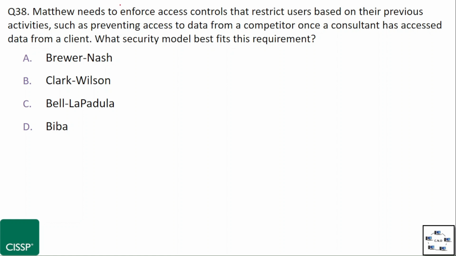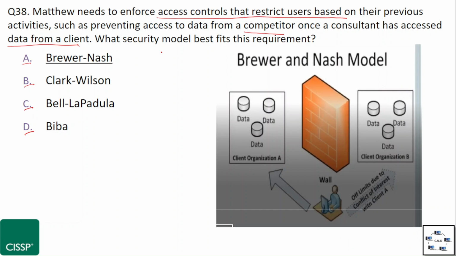Question number 38. Matthew needs to enforce access control that restricts user based on their previous activities, such as preventing access to data from a competitor once a consultant has accessed data from a client. What security model best fits this requirement? And the options are option A, Brewer-Nash model, option B, Clark-Wilson, option C, Bell-LaPadula, and option D, Biba. And the correct option is Brewer-Nash.